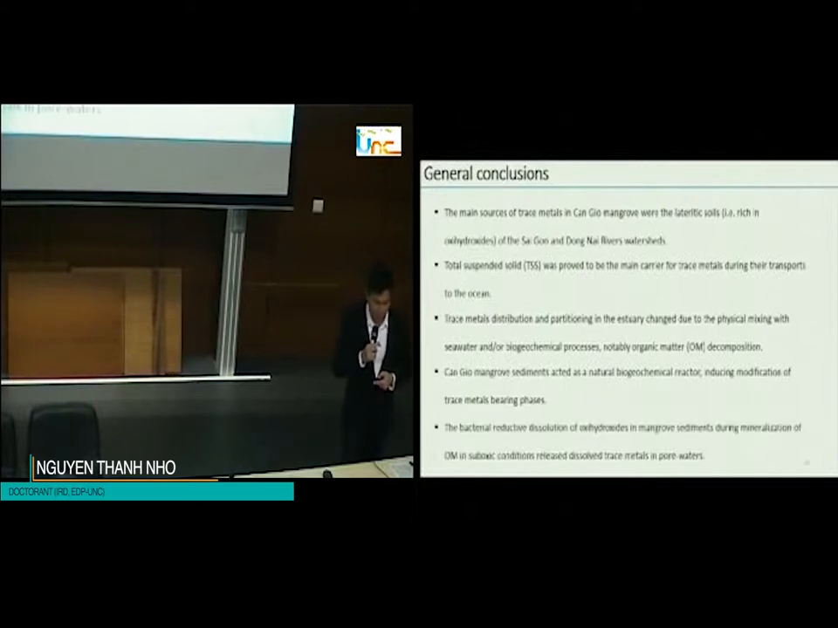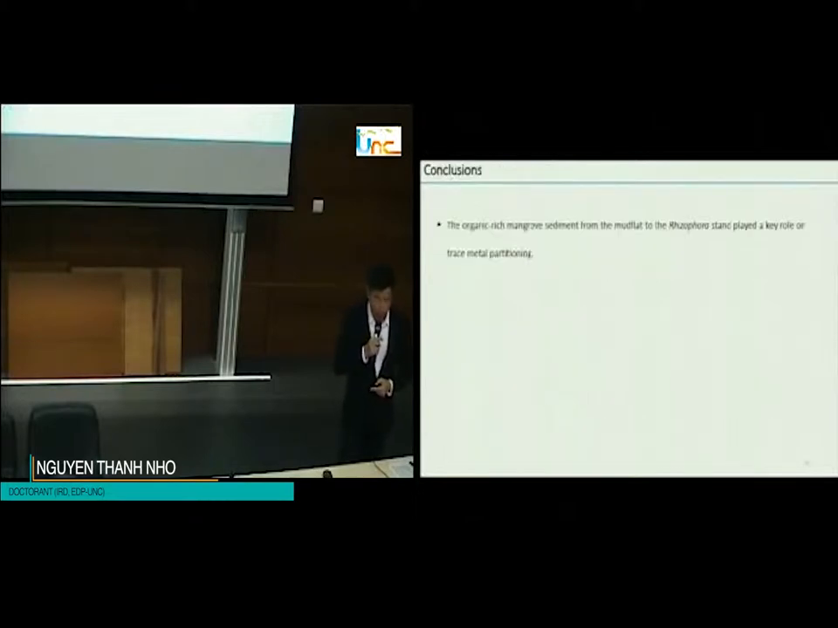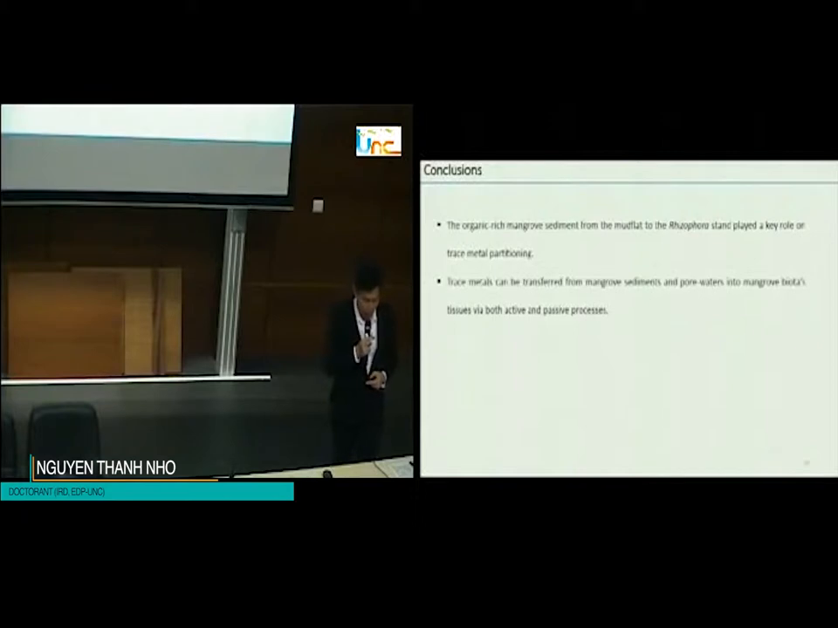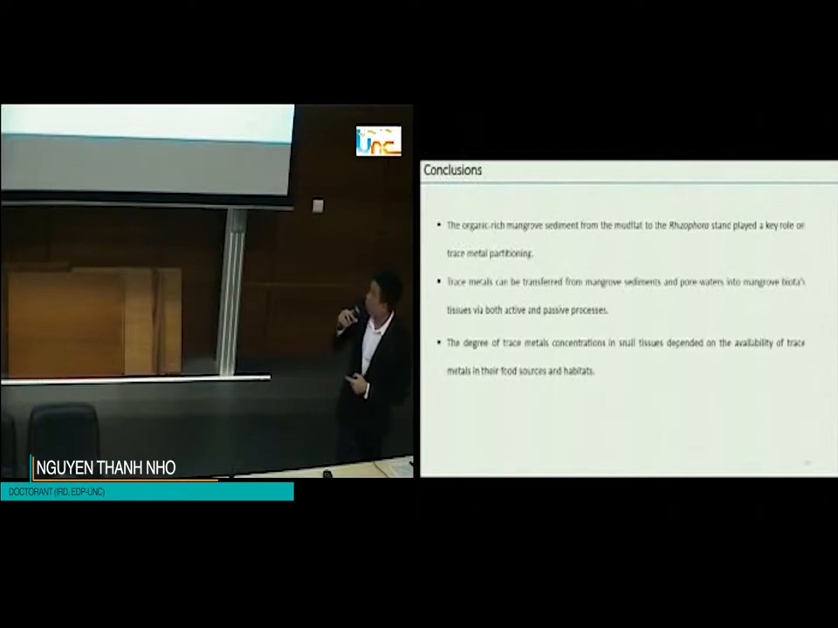And the bacterial reductive dissolution of oxyhydroxide in mangrove sediment during mineralization of organic matter in suboxic condition released the dissolved trace metal in pore water. And the organic matter in mangrove sediment from the mudflat to the Rhizophora stand plays a key role on trace metal partitioning. And trace metal can be transferred from mangrove sediment and pore water into mangrove biota tissue via both active and passive process. The trace metal concentration in snail tissue is dependent on the availability of trace metal in their food source and habitats.